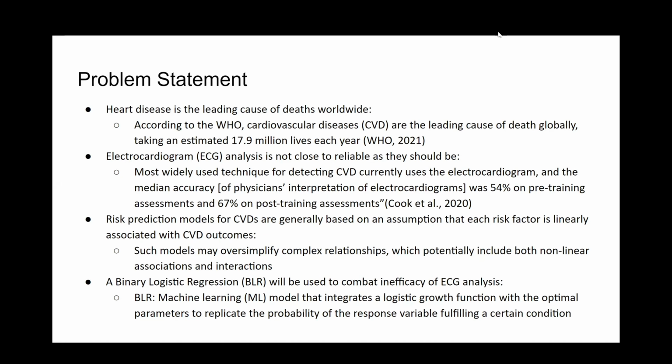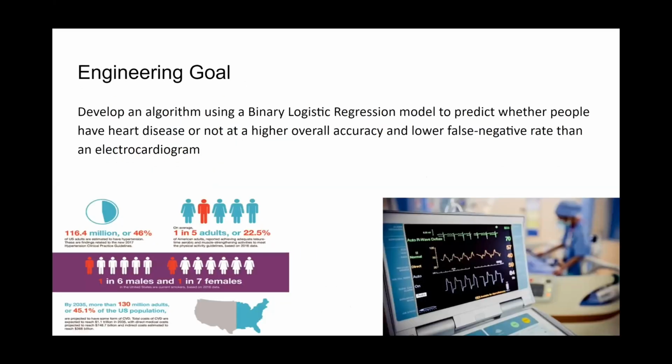Current risk prediction for cardiovascular diseases is based on the assumption that risk factors for CVDs are linear. However, this oversimplifies complex nonlinear relationships. To combat this, we used a binary logistic regression model, or BLR, a machine learning model that uses a logistic function with the optimal parameters to calculate the probability of a certain condition being true. So, our goal is to develop a highly effective BLR model that predicts heart disease presence at a higher overall accuracy and lower false negative rate than an ECG.